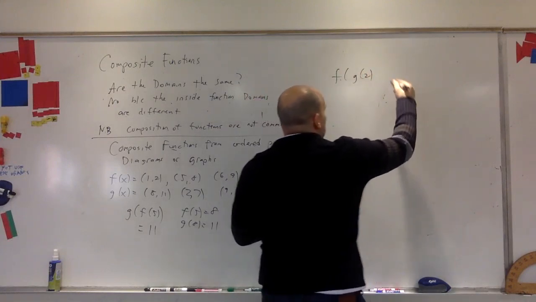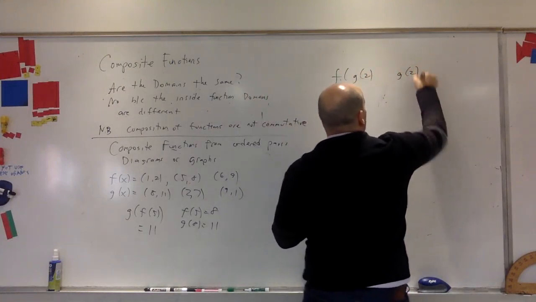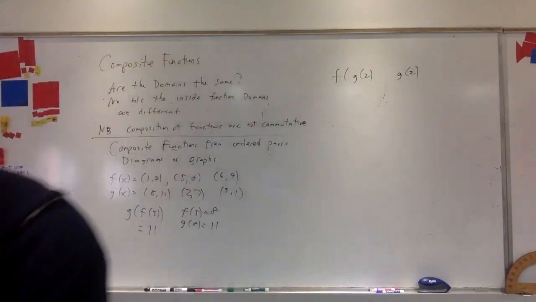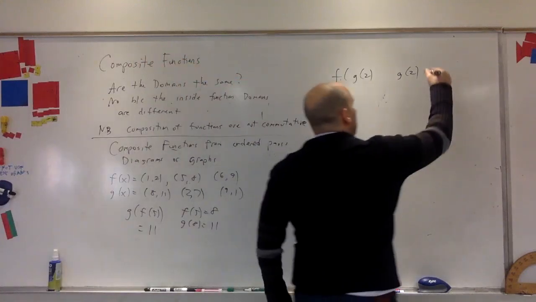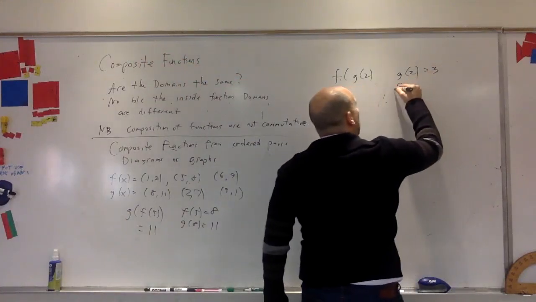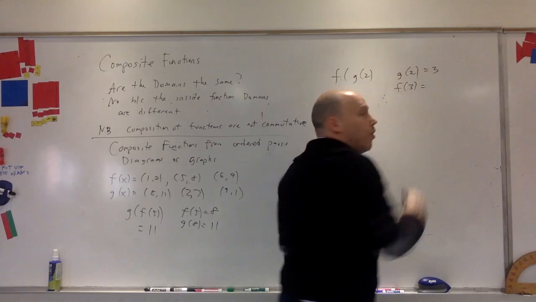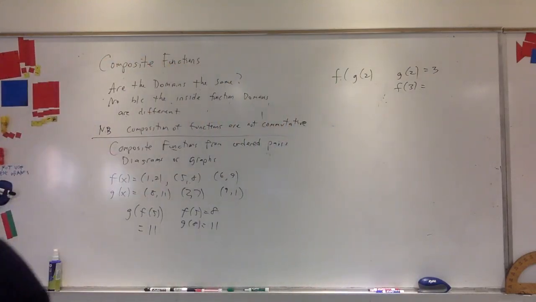Well, the first thing is you're going to find g of 2. If we look at the graph, g is the green. At 2, G of 2 is 3. And then from the graph, what is f of 3? You can look at the graph. We look at f of 3, and we see that it is about 3 also. Nice.